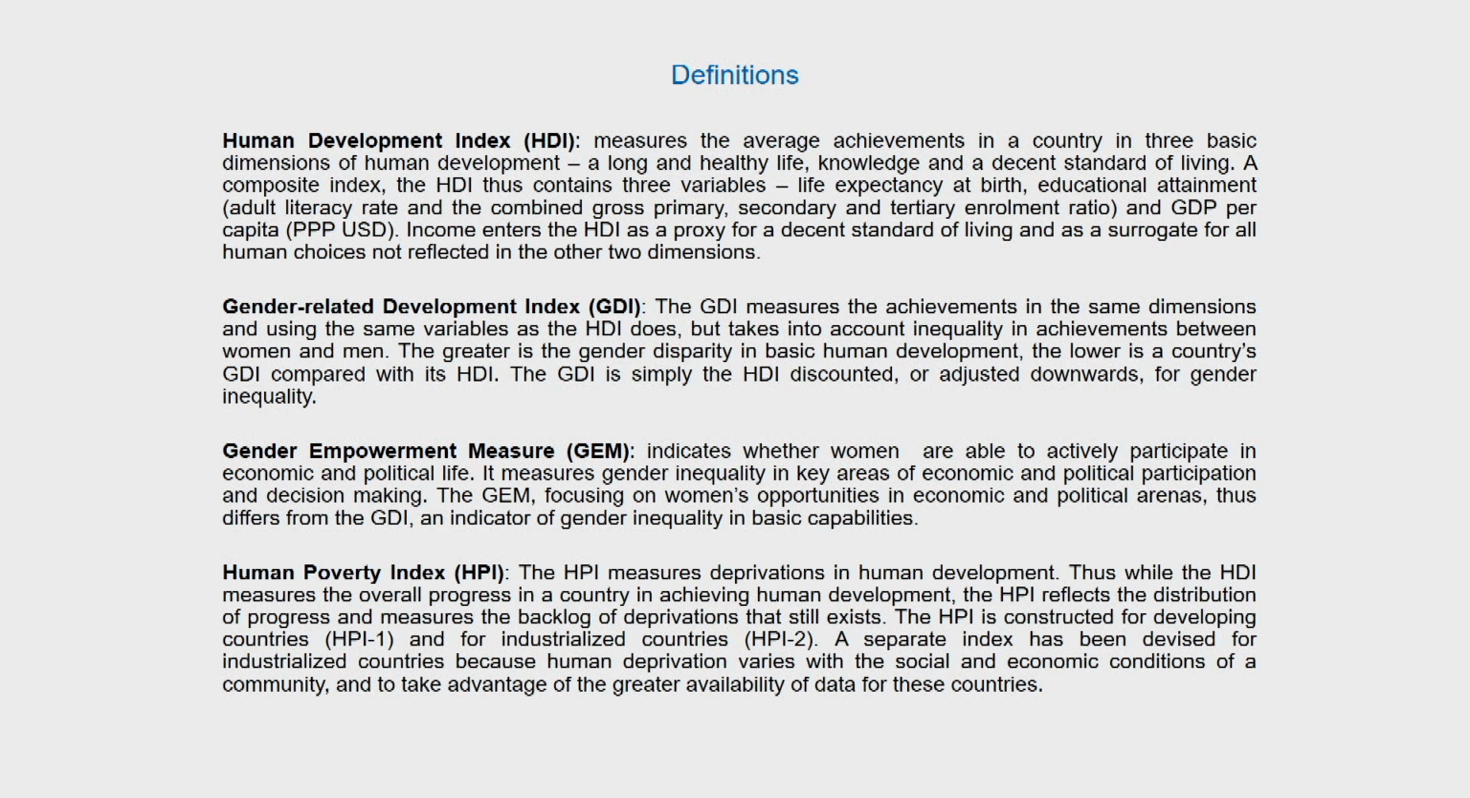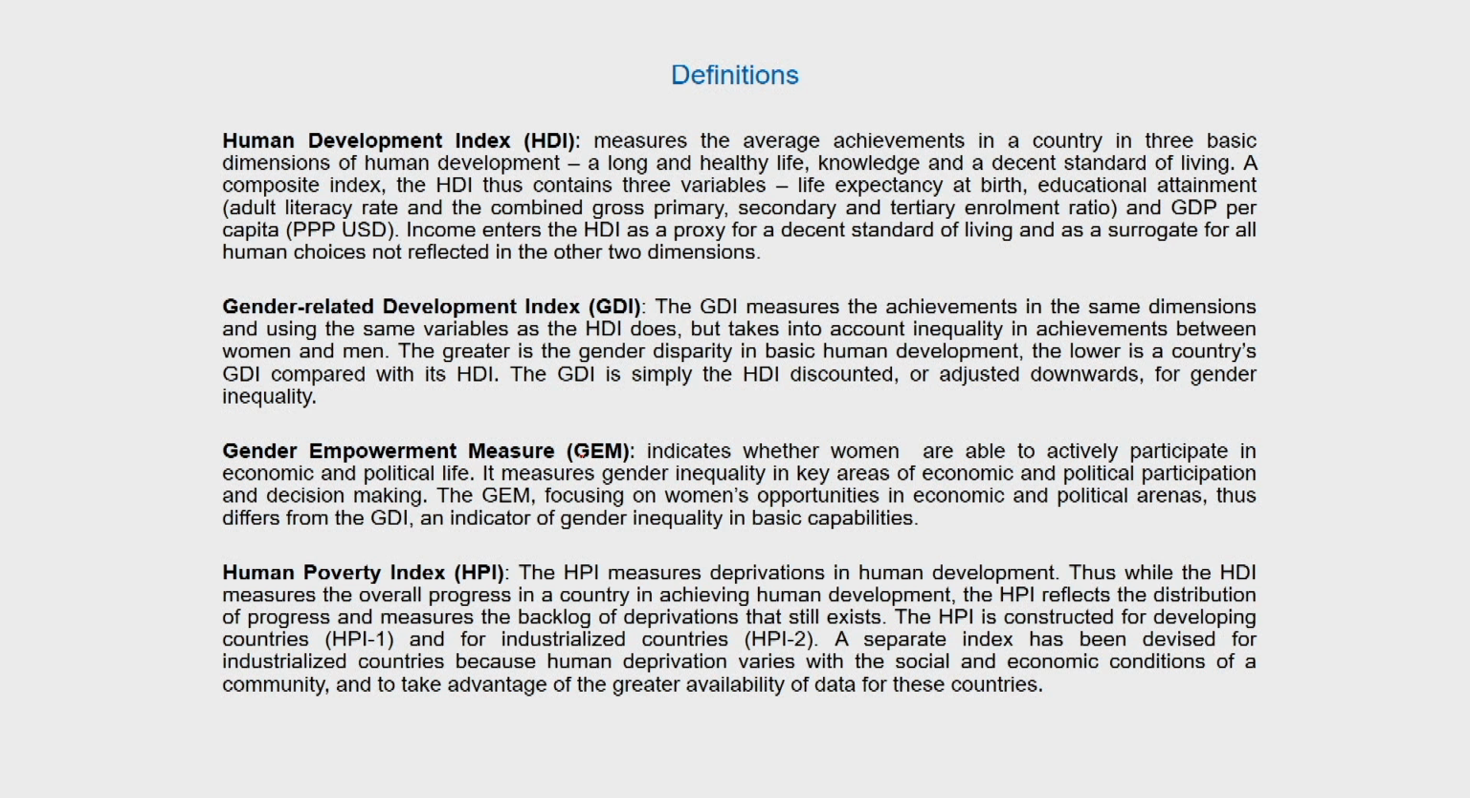The gender empowerment measure indicates whether women are able to actively participate in economic and political life. So it measures gender inequality in key areas of economic and political participation and decision making. And GEM, focusing on women's opportunities in economic and political arenas, differs from GDI, which is an indicator of gender inequality in basic capabilities.